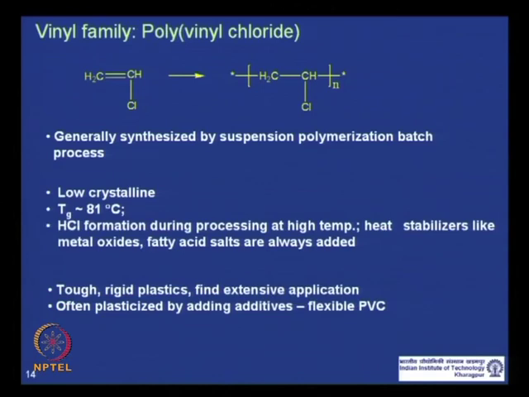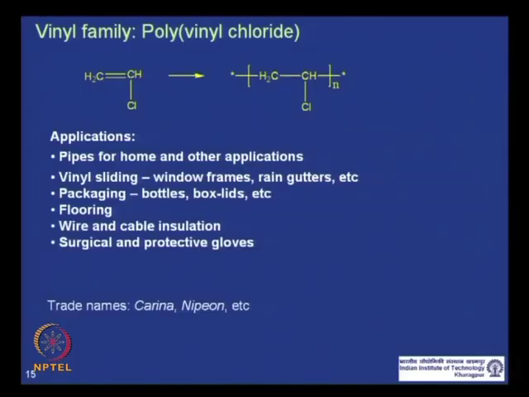Polyvinyl chloride is also tough, it has a rigid backbone, so it is a rigid plastic, and it finds a lot of applications. Most of the applications are of plasticized PVC. Plasticized means that by adding additives called plasticizers, the Tg is brought down, so that at ambient temperature the PVC becomes flexible, and the applications of flexible PVC are many. Most of the pipes you see at home are made of PVC. There are applications in vinyl sidings like window frames and rain gutters. They are also used as packaging materials like bottles and box lids, in wire and cable insulation for electrical wire, and other uses are surgical and protective gloves.